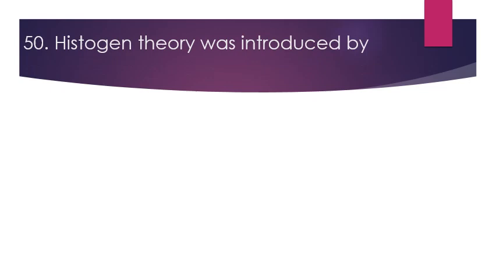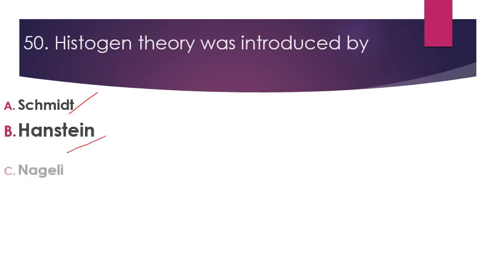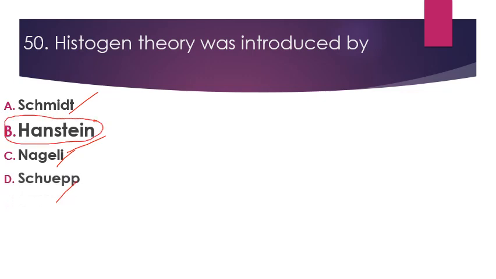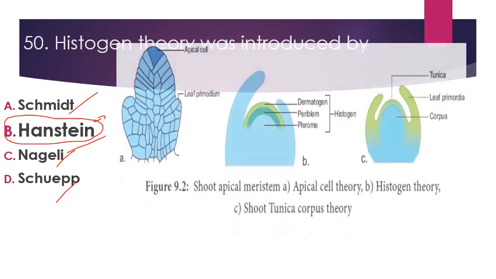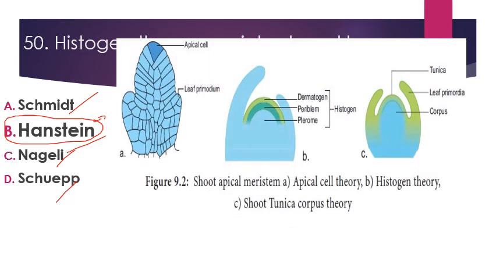Next question is, histogen theory was introduced by, our options are Schmidt, Hanstein, Nageli, or Schmidt. So the right answer is Hanstein. This theory was proposed by Hanstein. So firstly I will discuss all the theories of shoot apical meristem development. So there are three different theories.